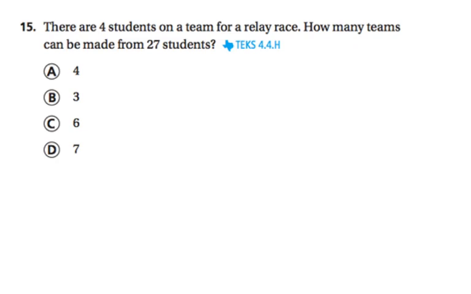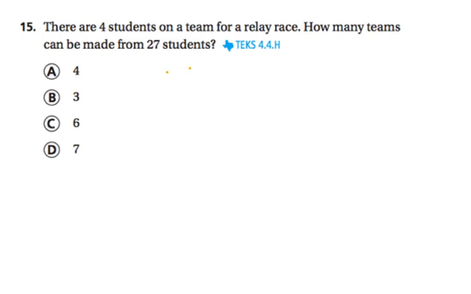Alrighty. There are 4 students on a team for a relay race. How many teams can be made from 27 students? So 4 students on a team for a relay race, and you have 27 students. Now you can think of this several ways. A visual way would be to make 27 dots and group them in 4s.